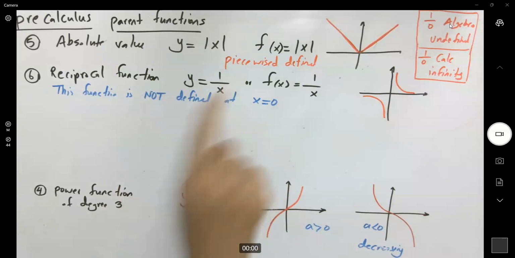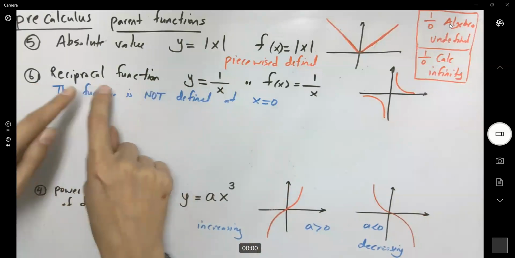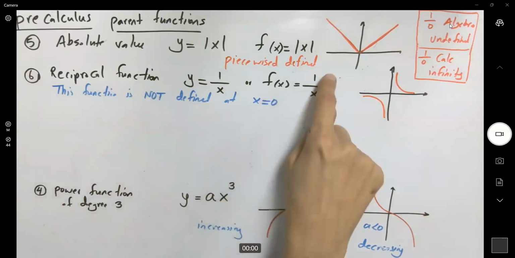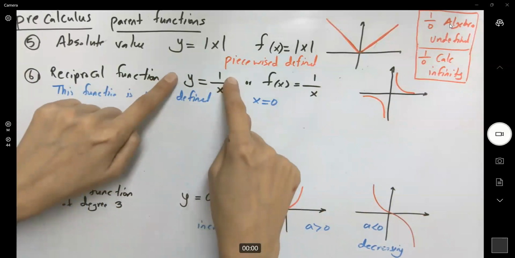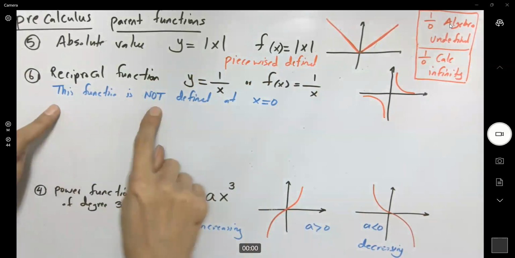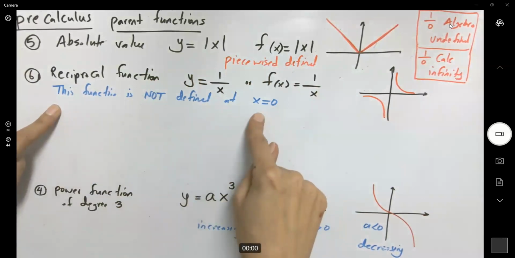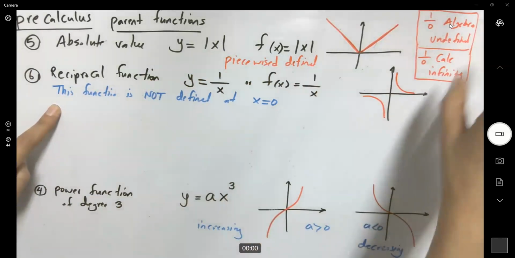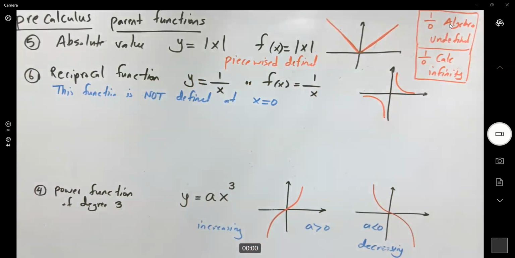y equals 1 over x is called the reciprocal function. You need to know the name of these parent functions. f of x equals 1 over x, either represented this way or represented by f of x. The function is not defined at x equal to 0 in algebra terms, but when you learn calculus, remember that we say that it's infinity. There you learn about the limit when you go to the right-hand side, when you go to the left-hand side, and more topics.